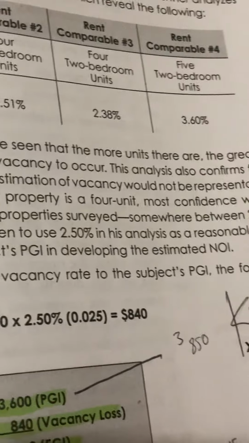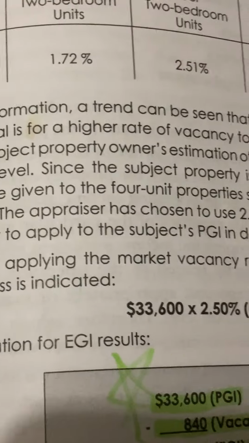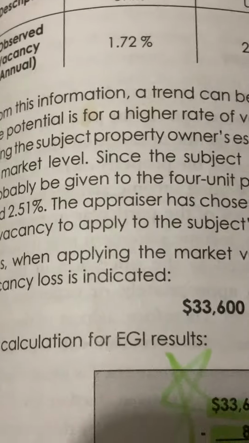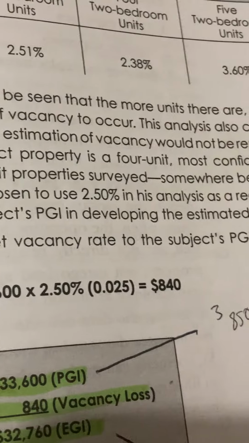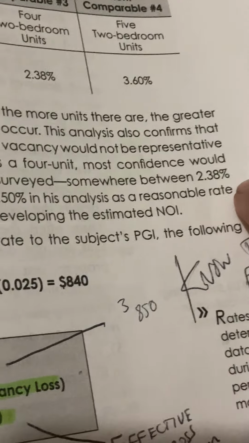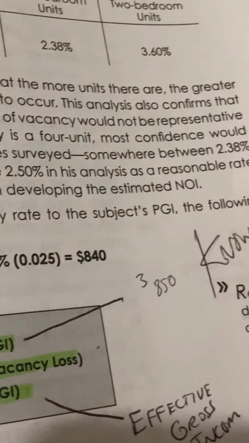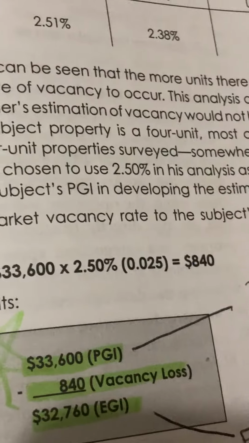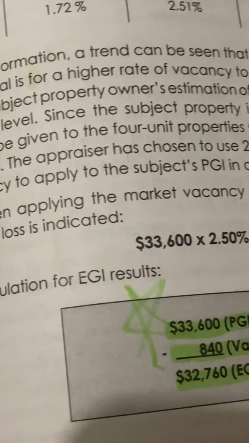Since the subject property is a 4-unit, most confidence would probably be given to the 4-unit properties surveyed, somewhere between 2.38% and 2.51%. The appraiser has chosen to use 2.5% in his analysis as a reasonable rate of vacancy to apply to the subject's potential gross income in developing the estimated net operating income. Thus, when applying the market vacancy rate to the subject's potential gross income, the following vacancy loss is indicated.